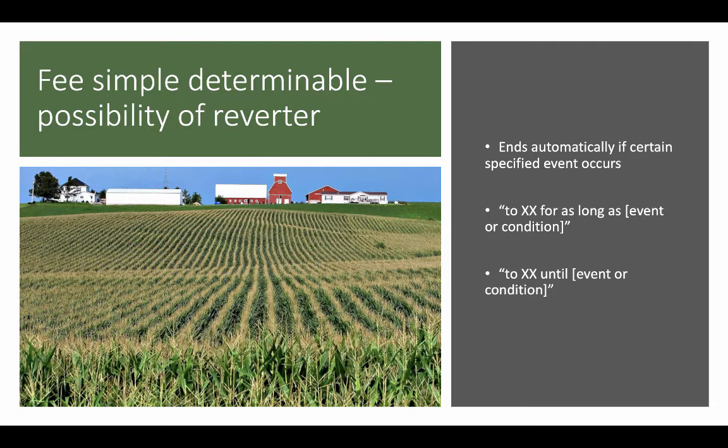So, for example, Fred owns an acre of land. Fred gives the land to Barney as long as the land is used to plant corn. This is a fee simple determinable. Barney now owns the land, but his ownership will automatically end if he ever uses it for something other than growing corn. If Barney grows corn for 10 years and then in the 11th year decides to grow potatoes, Barney's ownership of the land will automatically end, and the land will automatically return to Fred.